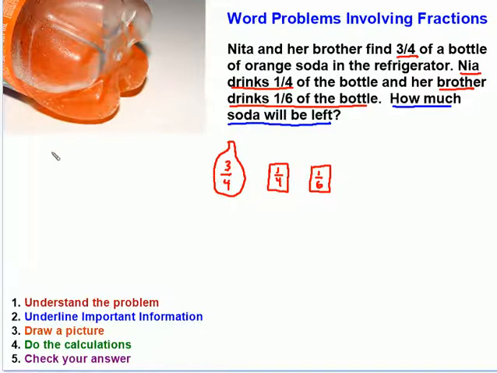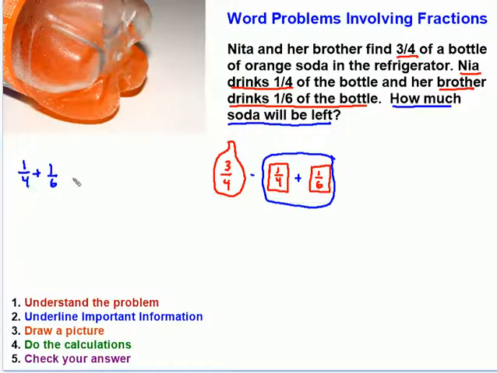So what are we trying to find out? What kind of operation are we doing? Well, we're going to take these two and put them together in a group, and then we're going to subtract that from 3/4. This is going to be a multi-step problem. We're going to add these two and then subtract them from this. So first of all, we'll add these two: 1/4 plus 1/6. What is that?